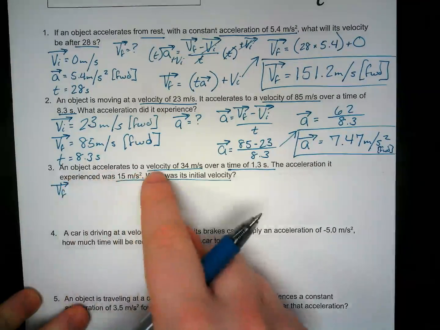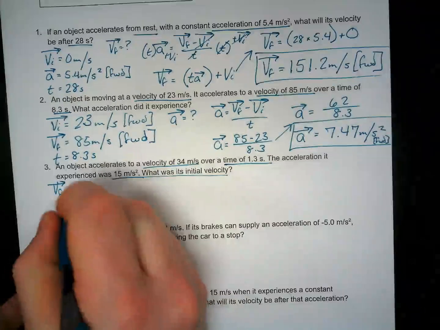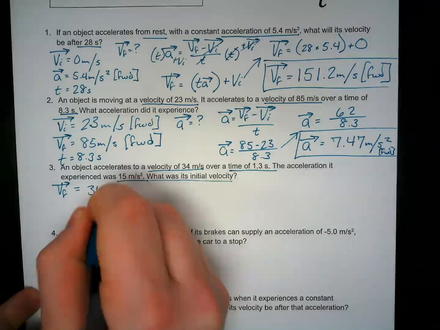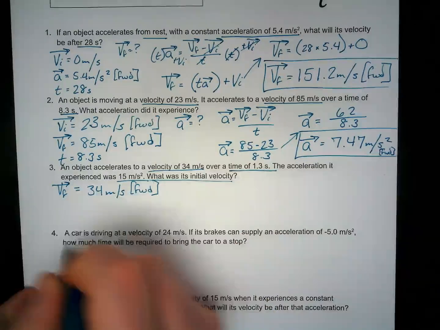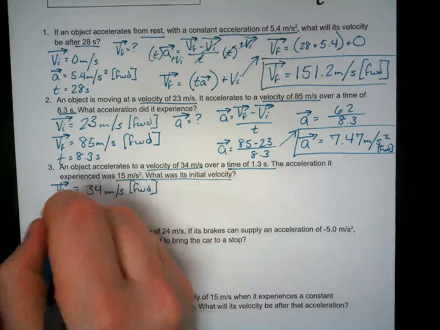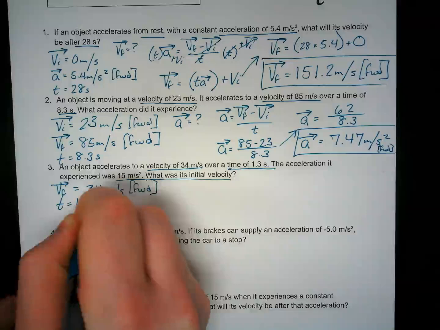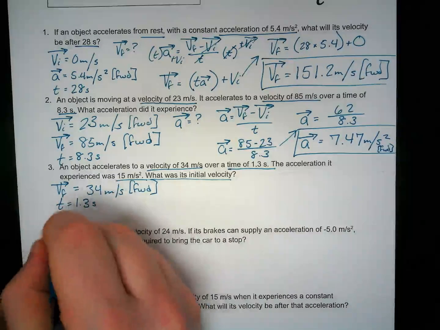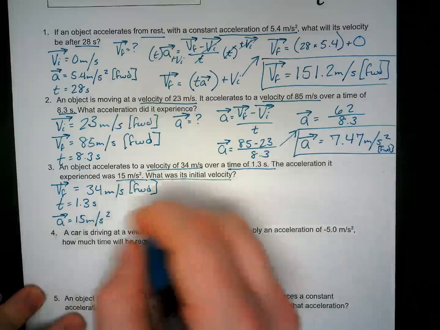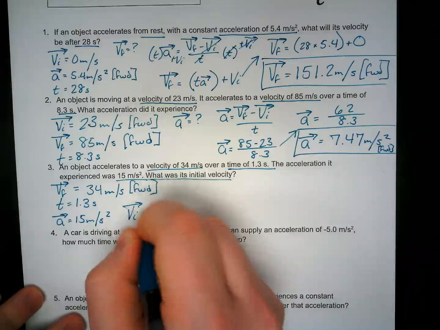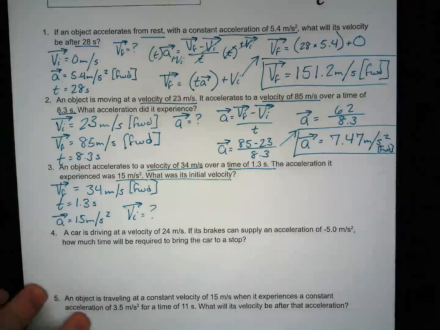Okay, so this means that an object accelerates. That tells me that this is the final velocity here. So my final velocity is 34 meters per second. We're going to say forward. Then it gives me time of 1.3 seconds. And then it gives me acceleration here of 15 meters per second squared. I'm trying to find whatever initial velocity we started off with.